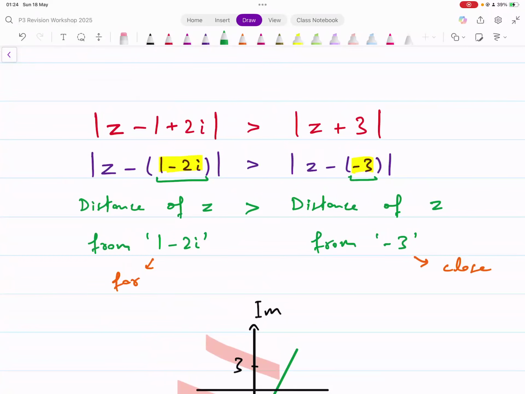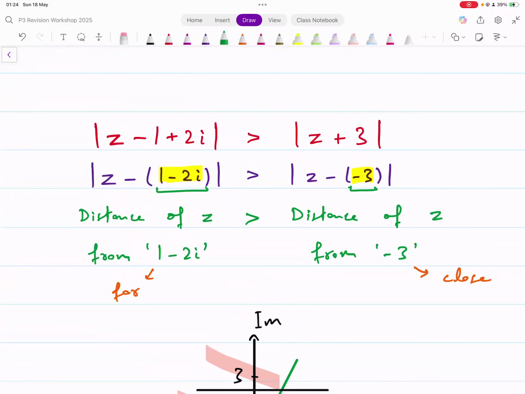Now, you could have an inequality here as well. Again, you convert it to standard form, and then you're saying the distance of z from this point is greater than the distance of z from this point. What does that mean? Which point is z closer to? The distance is more from this point and less from this point. So that means the point z is closer to -3.